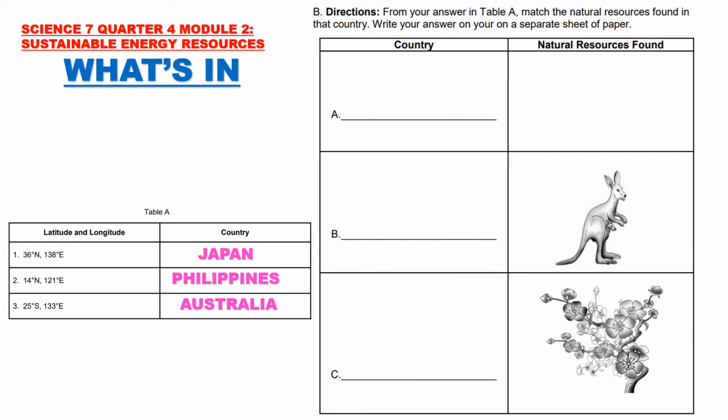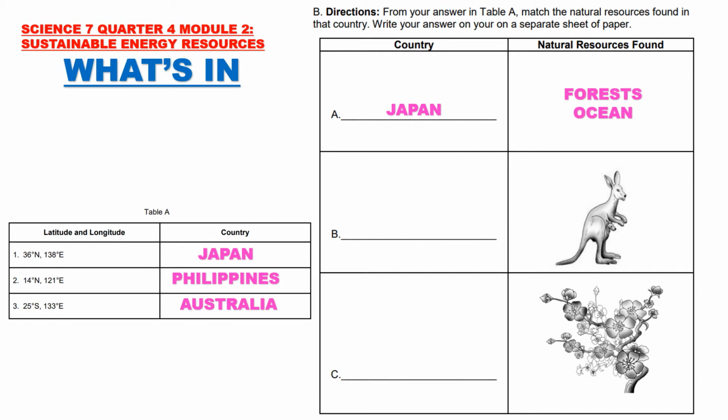From your answer in Table A, match the natural resources found in that country. Number 1, 36 degrees north, 138 degrees east. That country is Japan. Japan has two huge potential areas rich in natural resources, but the two areas have remained largely untapped. These areas are the forest that covers a large portion of the land and the ocean which surrounds the archipelago.